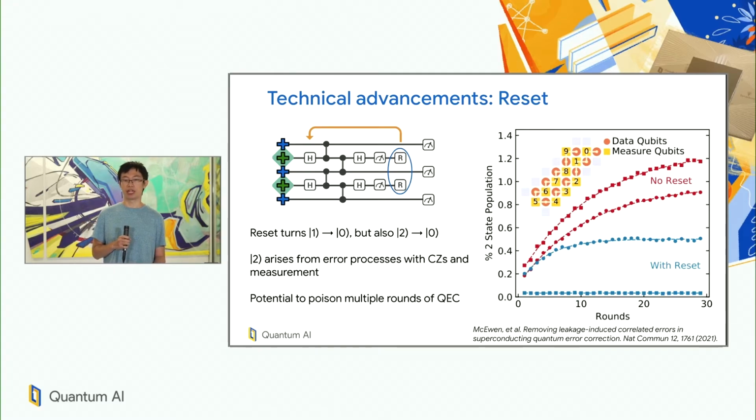Now, 2 states can arise from error processes associated with both the control Z gates as well as the measurements. And if left to their own devices, these 2 states can potentially poison multiple rounds of quantum error correction because they can have fairly long lifetimes.